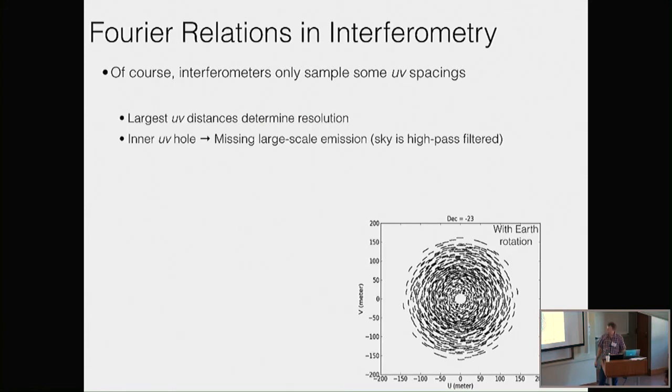And so, what do these limitations mean? The largest UV distance you have is the largest baseline you have, which sets your resolution. The hole in the middle here is information you don't have, because it's small in the Fourier domain, it's large in the sky domain. The large-scale emission is missing. An interferometer will high-pass filter the sky. This may or may not be important for your science. If you're looking at a compact point source, high-pass filtering it will always give you the same answer. If you're looking at a molecular cloud that's extended far beyond the scale of the interferometer beam, then you will miss an enormous amount of information.